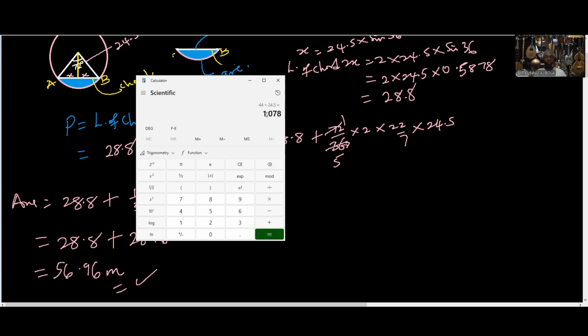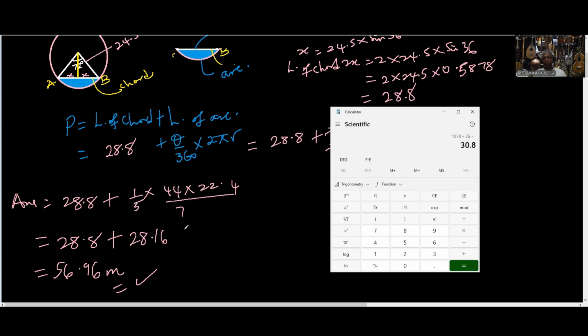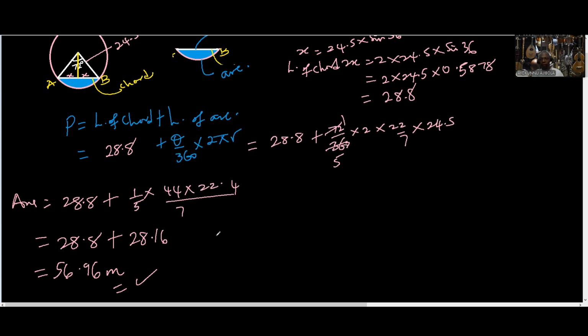So that gives 1078. Now divided by 35, that'll be 30.8 instead of that. Okay, so let me add 30.8 to this. But do you understand the method?